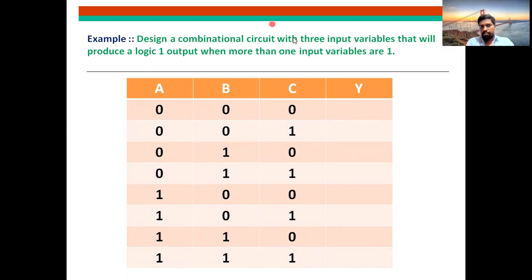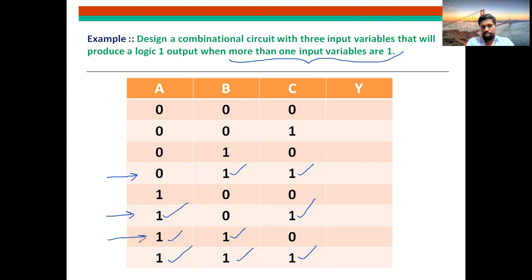And what is the condition given? More than one input variable should be 1. See here, 2 ones are there. Here 2 ones are there. Here 2 ones are there. Here 3 ones are there. So in this combination, this combination, this combination, and this, these are the 4 combinations which satisfy this condition.